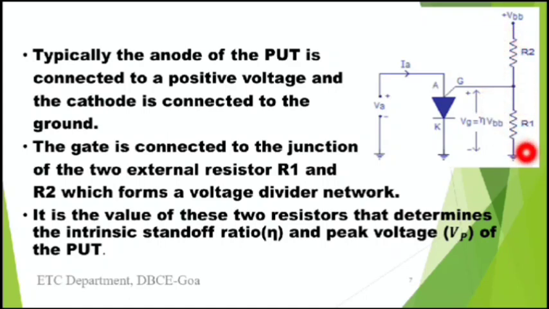These two resistances R1 and R2 are powered by an external power supply, plus VPP. This network, the gate terminal and the two resistances R1 and R2 together, forms a voltage divider network. It is also important to know that the values of R1 and R2 determine the intrinsic standoff ratio and the peak voltage of the PUT. What are this intrinsic standoff ratio and peak voltage? We'll come to know about this in the later part.